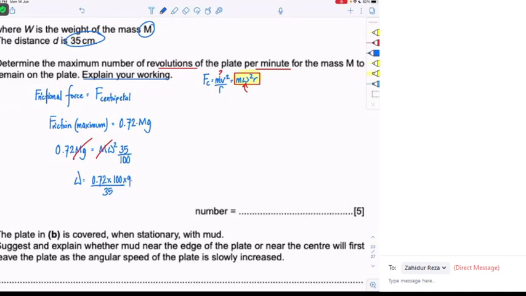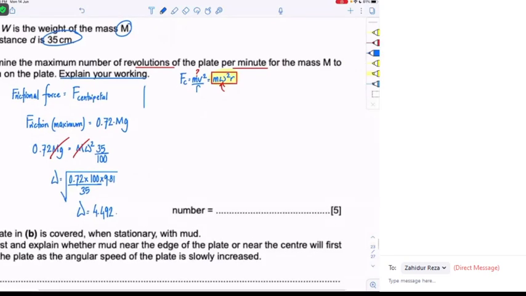9.81 as well. Root over. So can you check what's the value of omega? Omega is not the answer. It is our way to the answer. So what's omega? 4.492. Okay, 4.492 is our omega. Now the question is, what are we trying to find out?